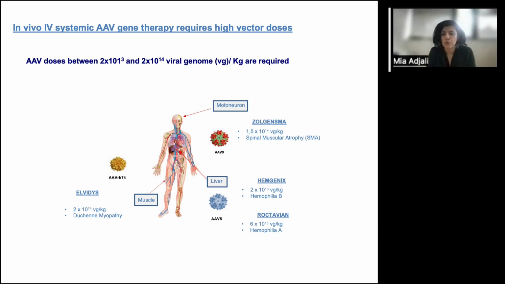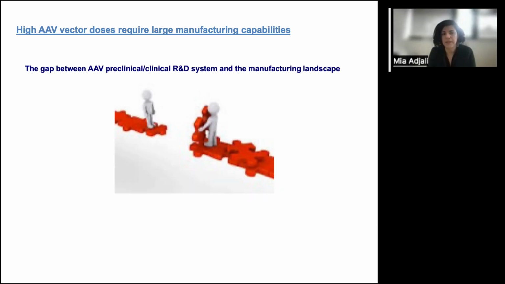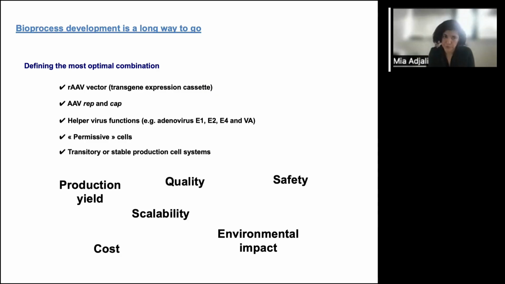Now, to make these systemic based gene therapy strategies in the clinics, we need large manufacturing capabilities. And in fact, during years and years, there was an important gap between AAV preclinical and clinical research and development and the manufacturing landscape. Because bioprocess development is a very long way to go.